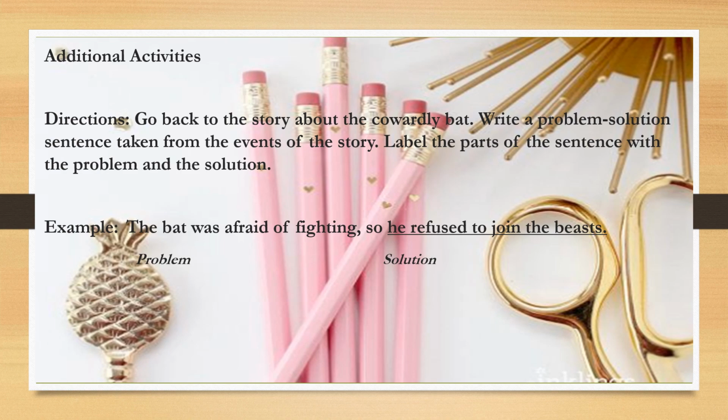And for additional activities, go back to the story about the cowardly bat. Write a problem-solution sentence taken from the events in the story. Label the parts of the sentence with the problem and solution. Example: the bat was afraid of fighting, so he refused to join the beast.